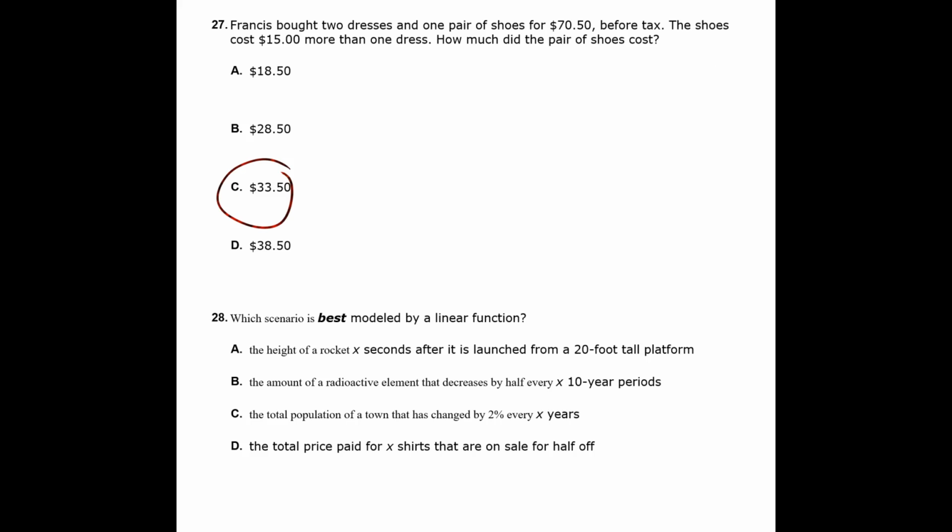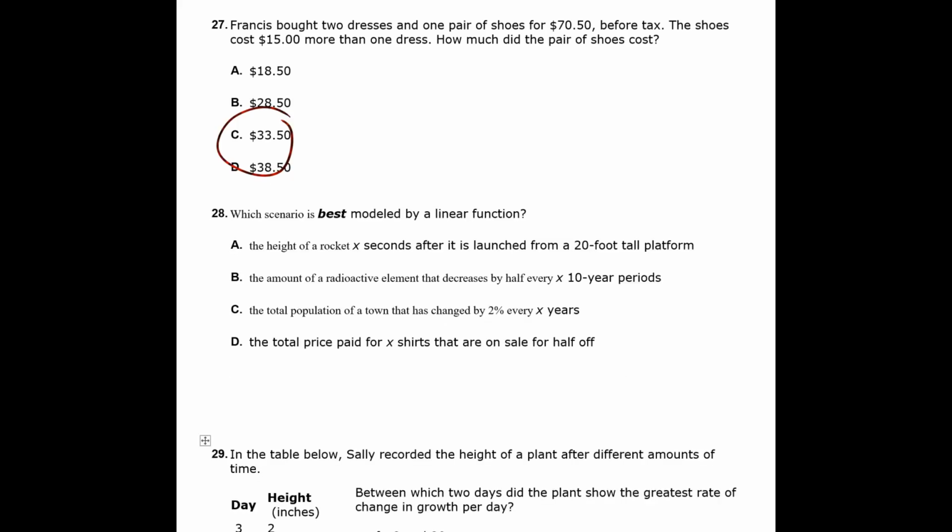All right, 28. It says, which scenario is best modeled by a linear function? Well, if the rocket X seconds after it is launched, we know rocket launching, that's going to be quadratic. Radioactive element decreases half every X, that's exponential. This right here, total has changed 2% every year, that's exponential. Total price of X shirts that are on sale for half off, yes, clearly. That's linear. All right, 28 is D. All right, let's move on.